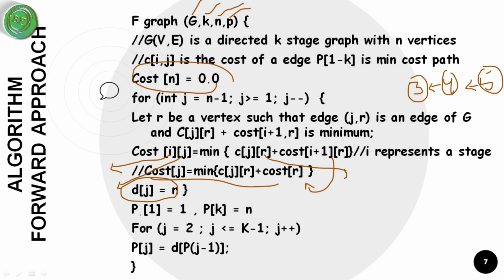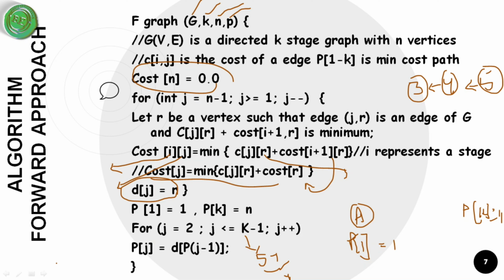For finding the path, p of 1 is equal to 1. So that means in the example a acts as p of 1. So p of 1 is equal to 1, and p of k, that means the sink, so p of k is equal to n. So for j equals 2, j must be less than or equal to k minus 1. So k represents the stage value, that means 5 minus 1, that is equal to 4. j plus plus, p of j equals d of p of j minus 1. So by using the values, it will calculate.